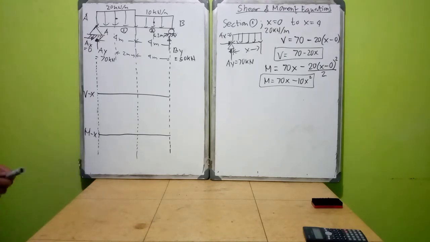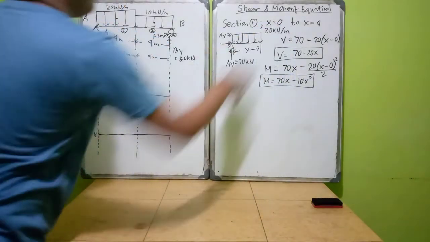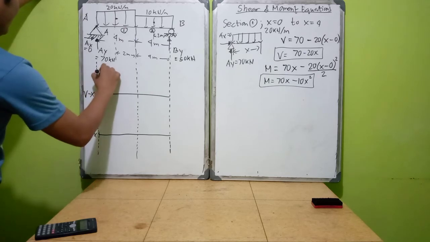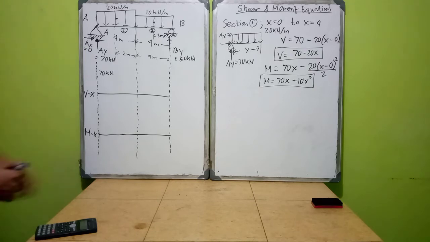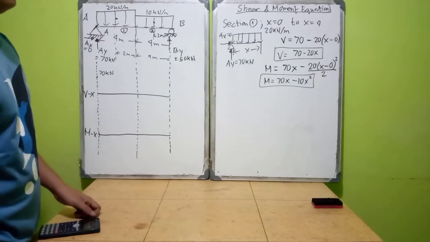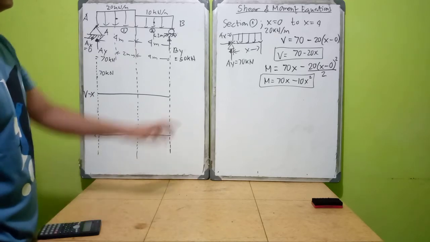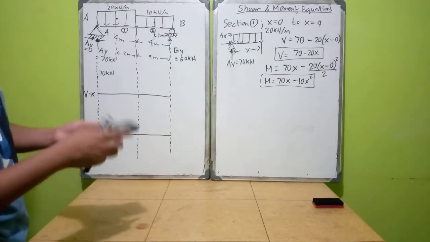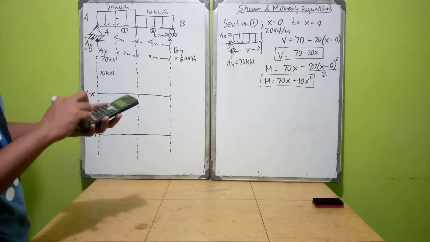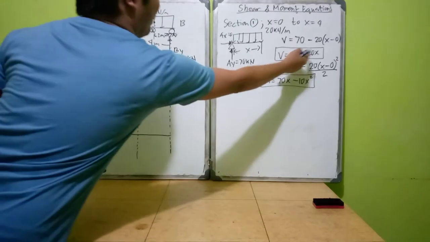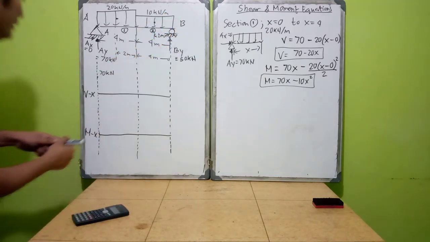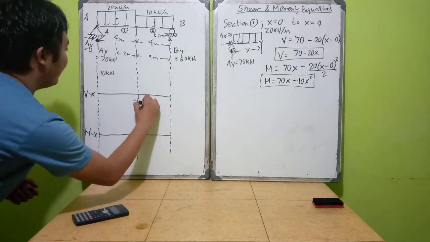So, in this one, at section 1, V is equal to 70 minus 20x. Okay? So, we'll start at x equals to 0. So, at x equals to 0, obviously, your shear will be equivalent to Ay, which is 70 kilonewton. And then, after x equals to 0, we can pick the end point, which is x equals to 4. So, we have V is equal to 70 minus 20 times 4, in order to find the value at the end portion of your section 1. So, 70 minus 20 times 4 is negative 10. So, somewhere here, negative 10 kilonewton.